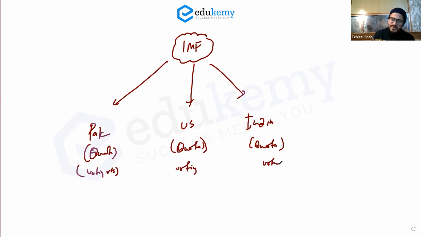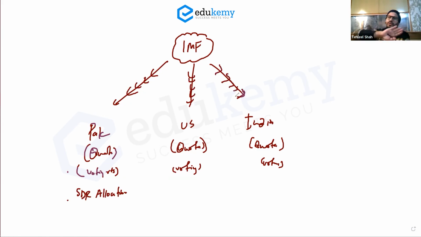And based on that quota, you will also get your SDR allocation. So some SDR will be allocated to you. Some SDR will be allocated to US and some SDR will be allocated to India. तो इंडिया को इतना allocate हुआ है, अमेरिका को इतना allocate हुआ, पाकिस्तान को इतना allocate हुआ. So these are your SDR allocations.